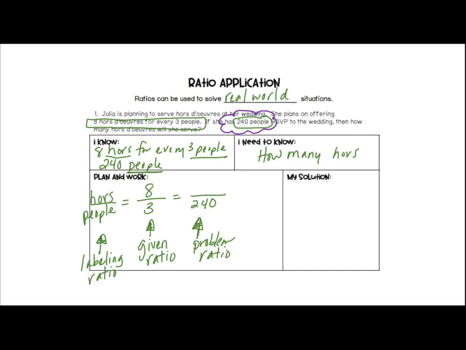Now I just have to look at what we did earlier. I'm going to look at the multiplicative relationship from 3 to 240. I'm going to ask myself, what is it that I would multiply 3 by in order to get 240? Well, that would be 80. And whatever I do to my denominator is what I'm going to do to my numerator. So I have to multiply 8 also times 80, and that gives me 640. So then my answer is, how many hors d'oeuvres do we need? We need 640 hors d'oeuvres.